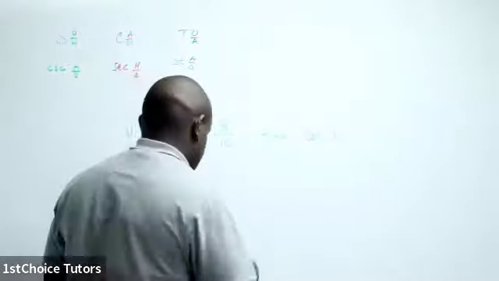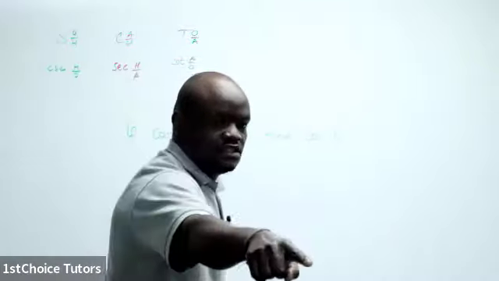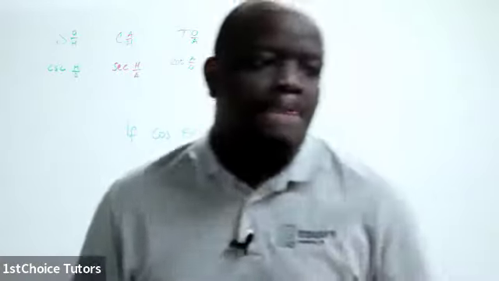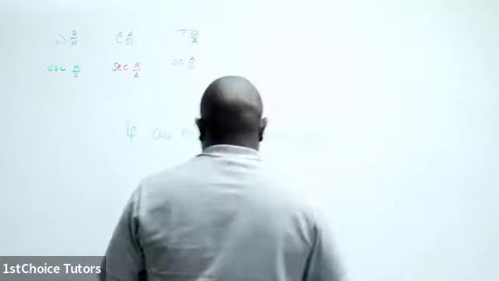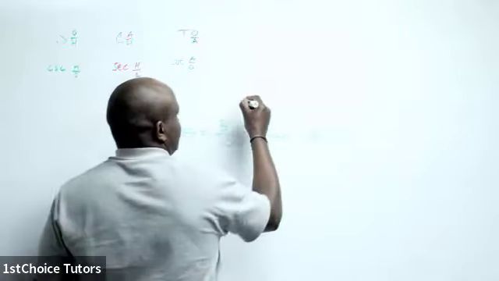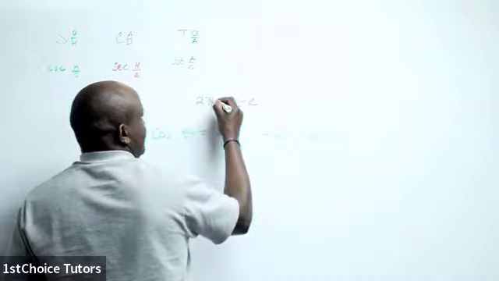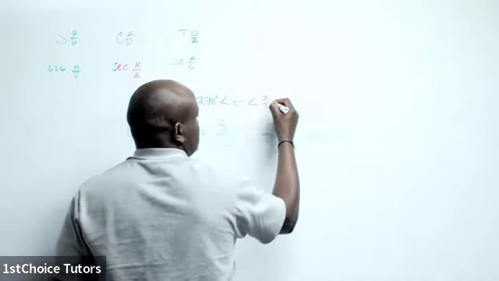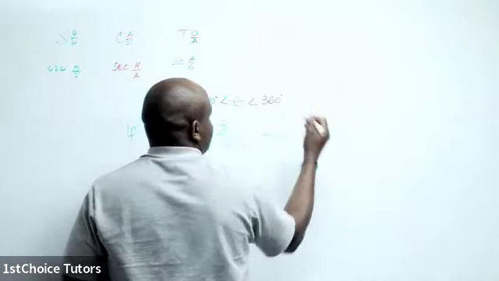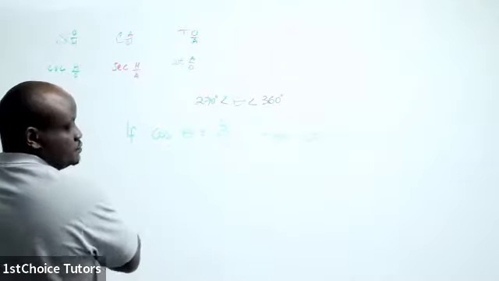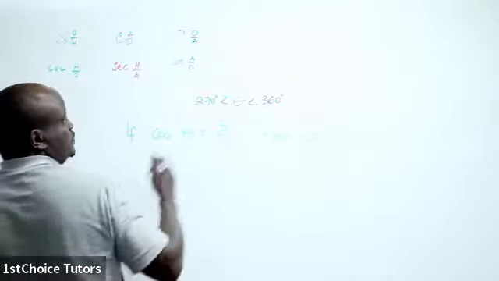Just sketch it. And they told you where to sketch it. When you read the beginning of this question, which quadrant are we in? They're saying theta is an angle greater than 270 but less than 360. So which quadrant is that in? That's in the first quadrant.